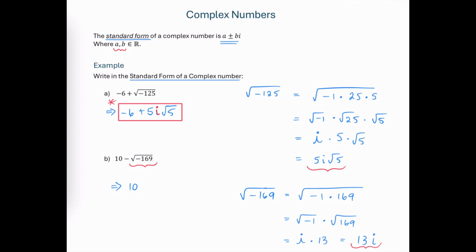So we'll replace the negative 169 under the radical with 13i to get that this number can then be rewritten as 10 minus 13i, replacing that radical to give us this complex number written in standard form, which is again a real number plus or minus some real number multiple of i.